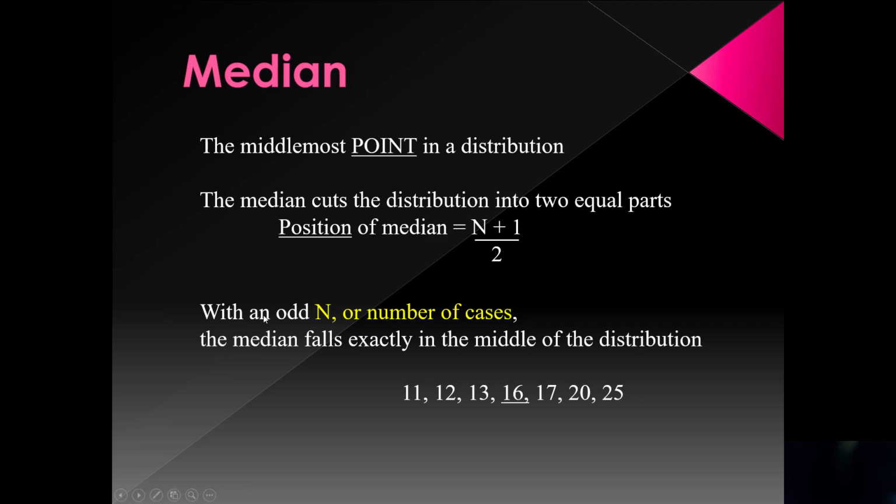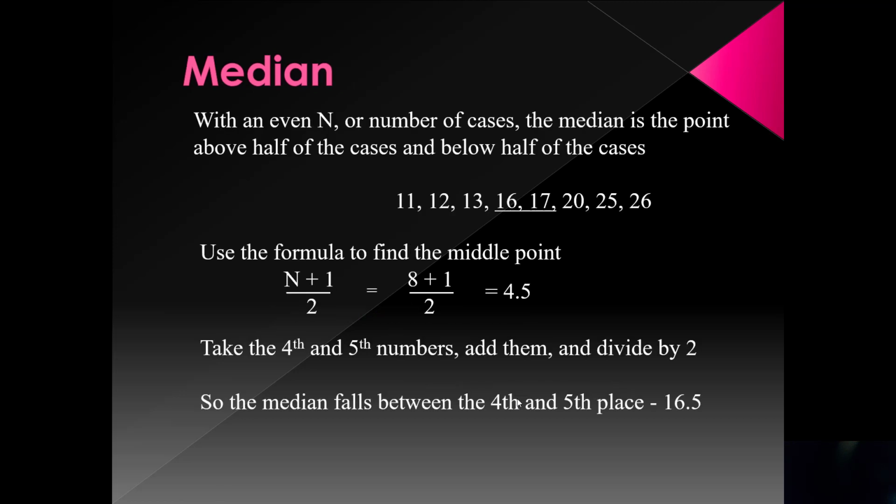So let's look down here with an odd n, or number of cases. The median falls exactly in the middle of the distribution. So here I have 7 numbers. And if I apply this formula, 7 plus 1 divided by 2 is 8 divided by 2. So the position of the median is 4. 1, 2, 3, 4. And in this little line of values, the median is 16.